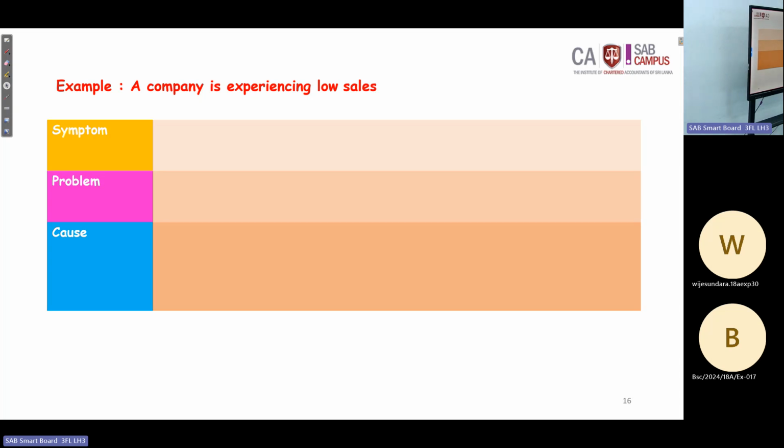Symptom is low sales figure in the financial statement. Then low cash inflow is the problem. So then causes: a lack of adaptation for the new generation. Ineffective product development. Marketing issues. So what those are? Those are the symptoms or causes for these low sales.